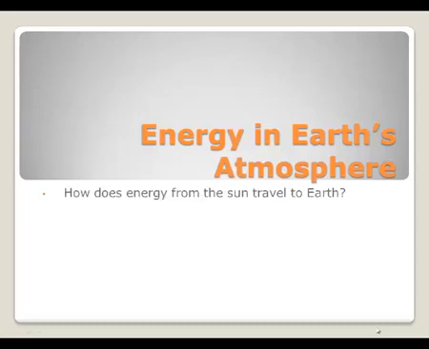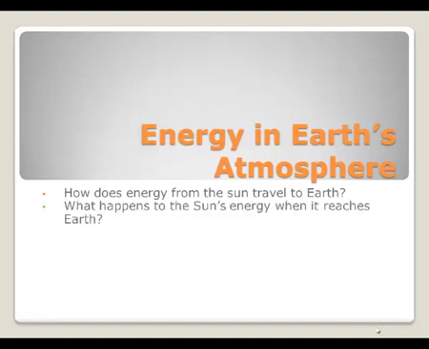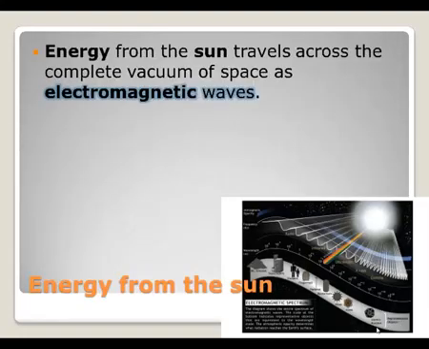Energy in Earth's atmosphere. In this lesson we'll talk about how energy from the sun travels to our Earth, and we'll also talk about what happens to the sun's energy when it reaches our planet. The electromagnetic spectrum, or electromagnetic waves, is the way in which energy from our sun travels across the vacuum of space and it reaches Earth.